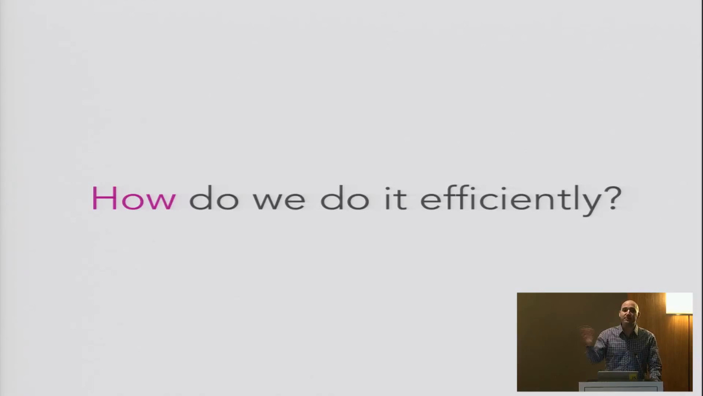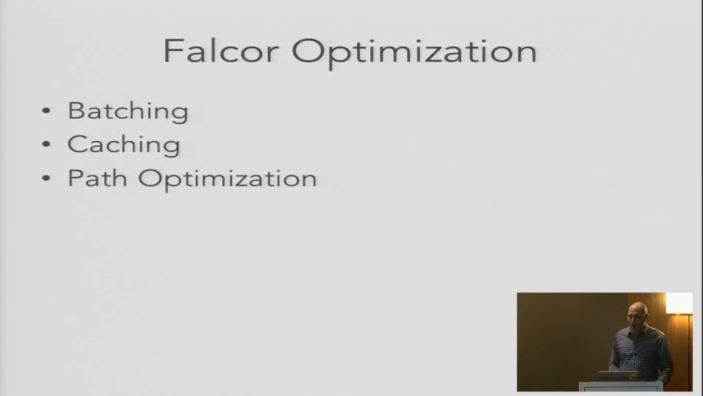If you attempt to hide the network from the developer and they don't know it's there, they might just start using it like it's in memory and end up with pathological request patterns, right? And so we've taken special care to try and avoid that. And so how Falcor manages to make this efficient, it's really three different things. Batching, caching, and path optimization. Batching is quite simple. If you make 16 different requests for paths, we wait until the next turn in JavaScript, which means we schedule the request, which allows you to make many, many different requests, and then we batch them up and then send them off.